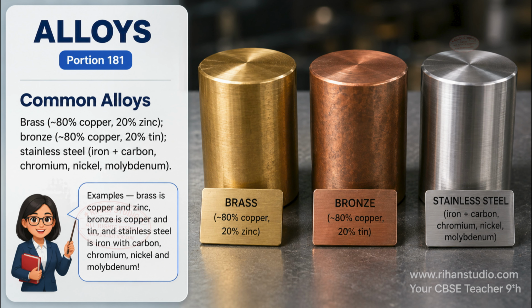Alloys. Examples include brass, about 80% copper and 20% zinc, bronze, about 80% copper and 20% tin, and stainless steel, iron with carbon, chromium, nickel, and molybdenum.